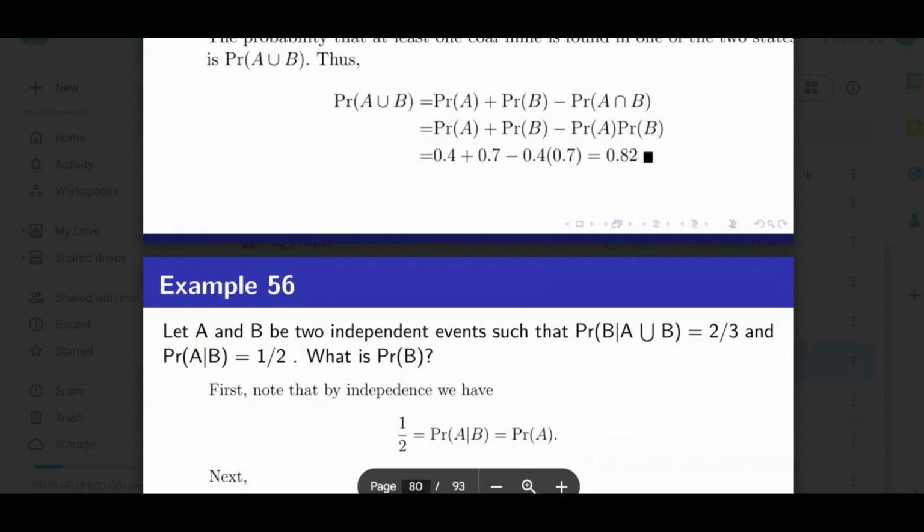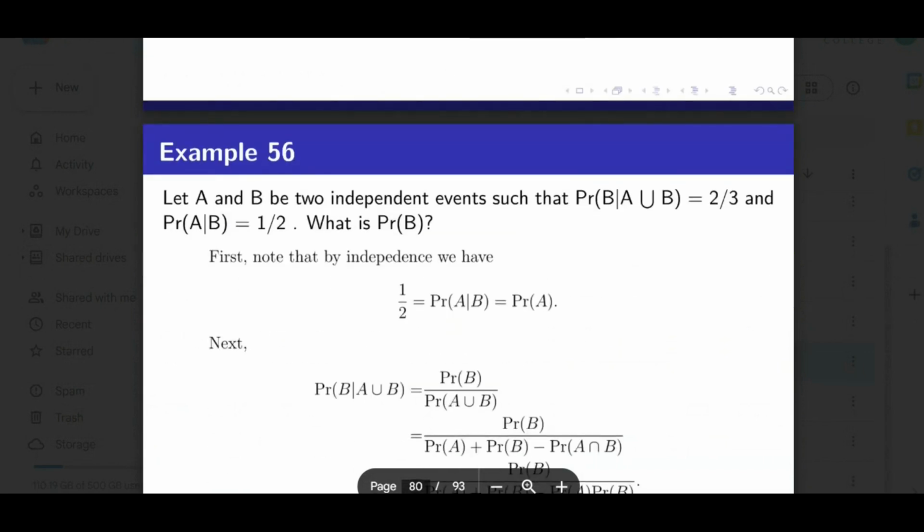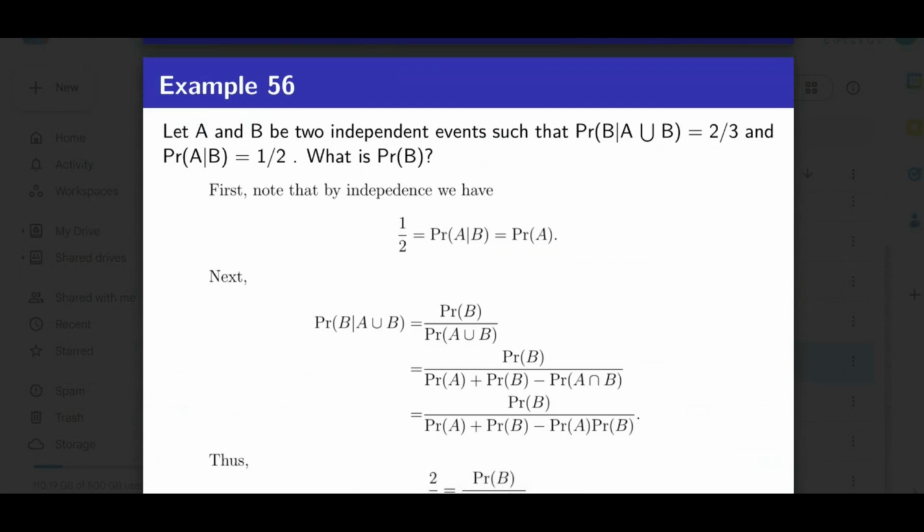So first note that by independence, we immediately have a few things we can say. We know the probability of A has to be the same as this, because you just told me A and B are independent. So this has to be true first of all. What else do we know? We know that the probability of B given A union B, by definition, has to be this. Conditional probability means this, right?